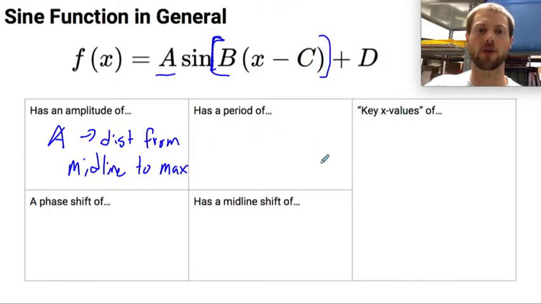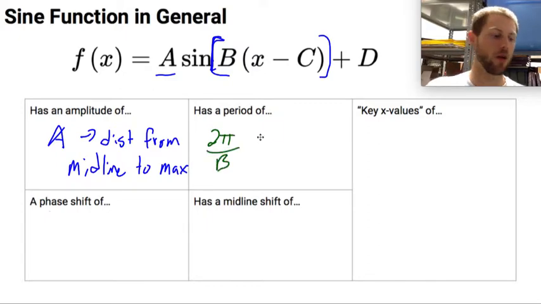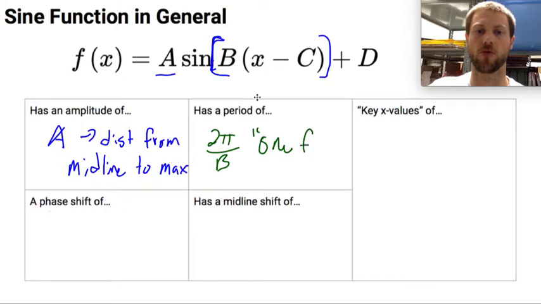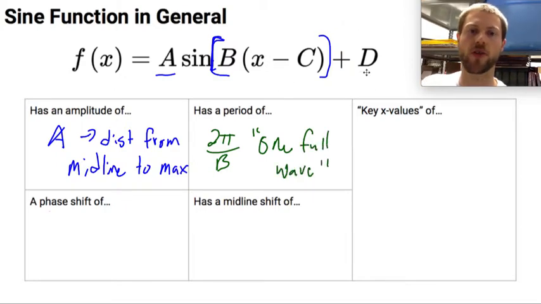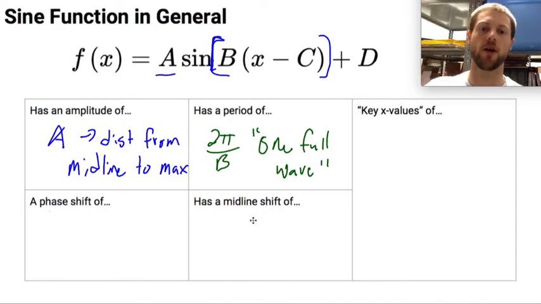The period of this function is going to be equal to 2 pi over whatever the b value is. And remember, the period is the distance, or the x value, that's needed to complete one full wave. So we'll say that's one full wave. Whatever this value is, once you divide by b, that shows you how long your period is.